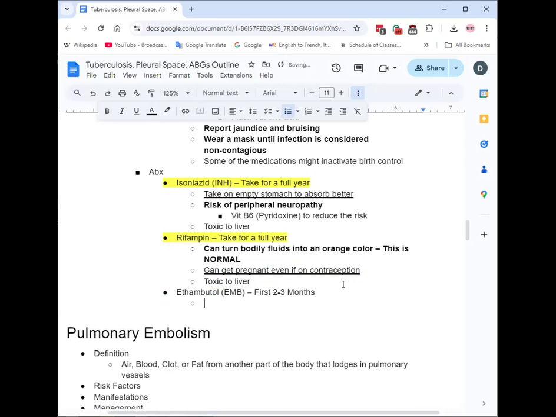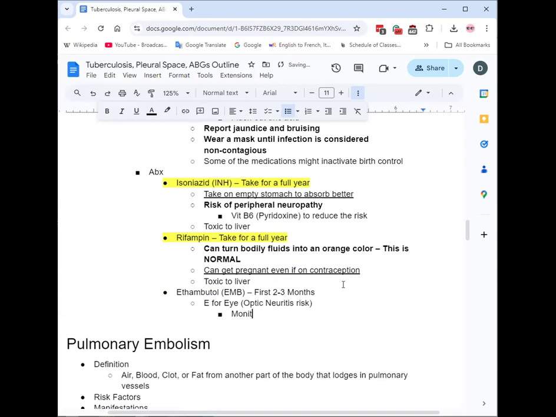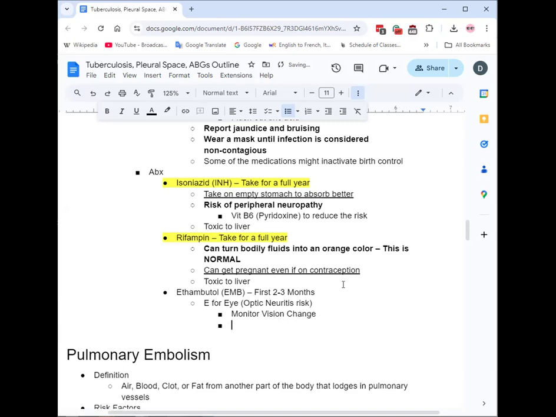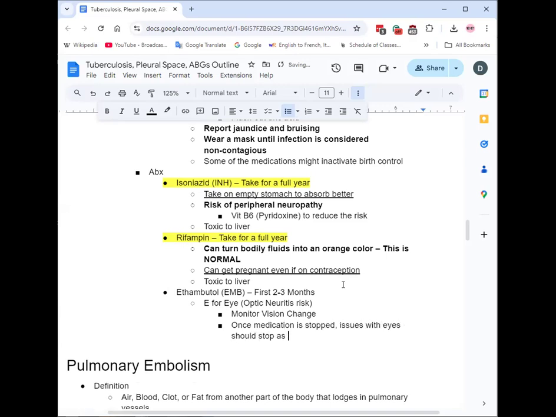Yeah, so this one I think about E for eye. So this can include optic neuritis risk, so you want to monitor for vision change. But it's worth keeping in mind that once they stop taking the med, usually your vision problems will be reversed and your vision will return. Once medications stop, issues with eyes should stop as well.